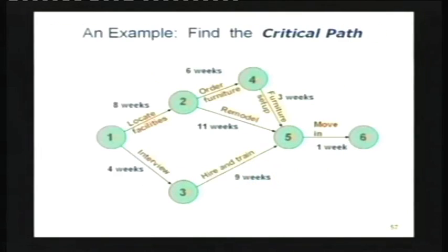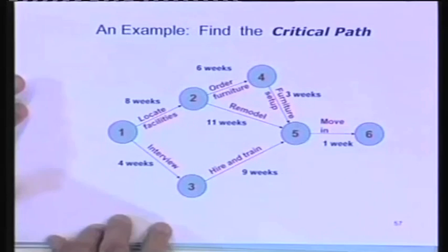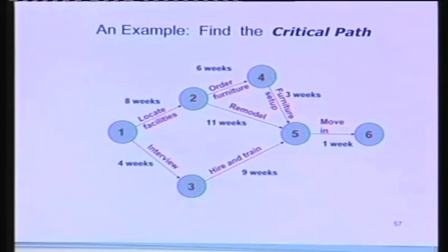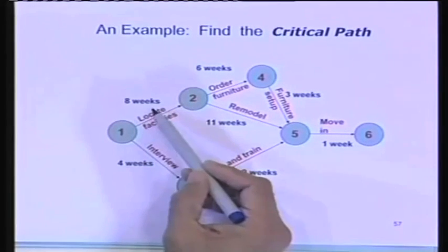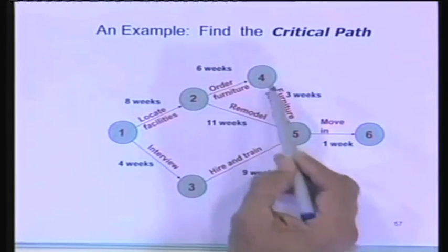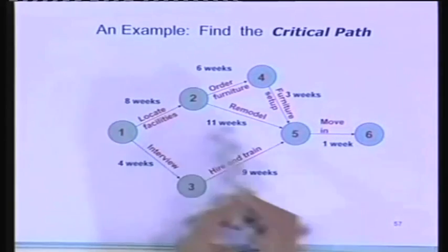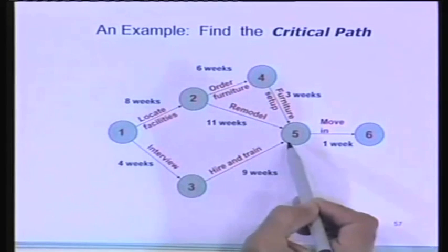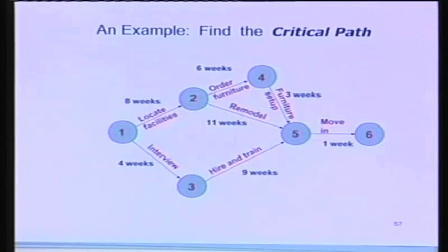Given that, what we do is we try then to talk to people who have done similar work before, and we try to come up with time estimates. So if I look at time estimates, I bring the next sheet, and that's your next slide. Now if you look at this sheet, you'll notice there are times. So there is 8 weeks there for this task, 6 weeks for this task, 3 weeks for this task, 11 weeks for this task, 4 weeks here, 9 weeks here, 1 week there.